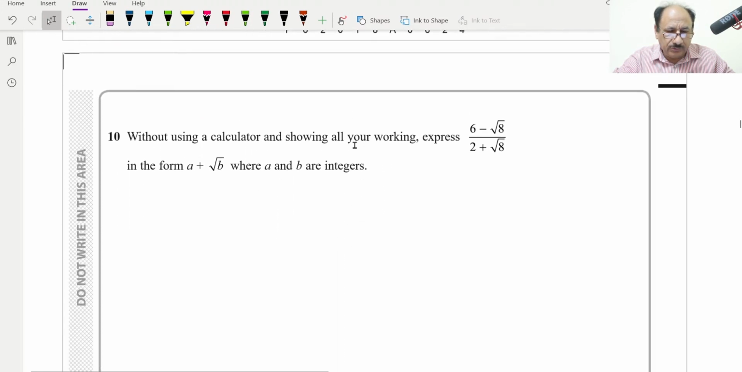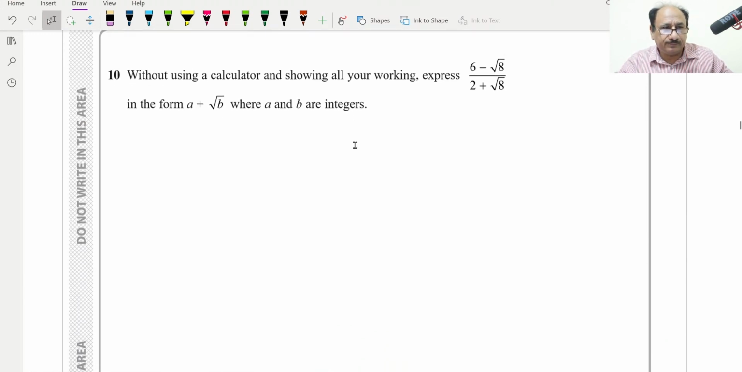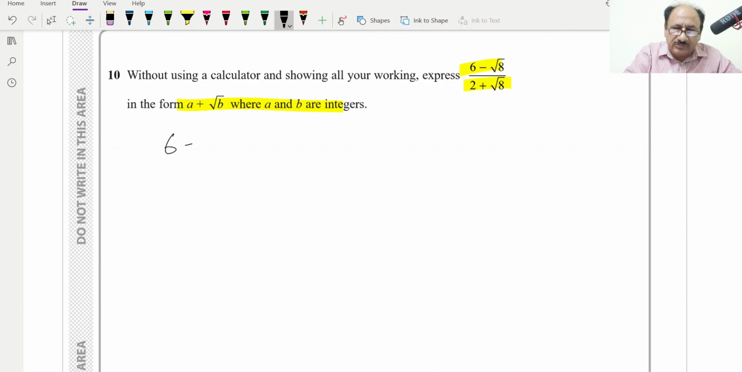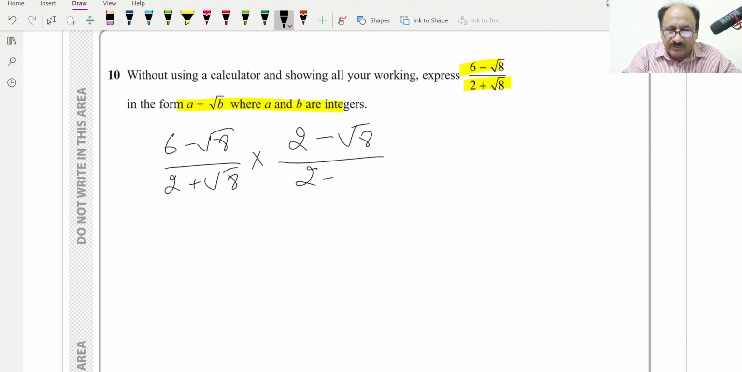Now here comes question number 10. Question number 10 is, without using a calculator, we have to rationalize this one. To rationalize this part, we have to provide it in this format. So we will be writing 6 minus under root 8 over 6 plus under root 8, and with the opposite sign, this is not 6, this is basically 2 plus this. So 2 minus under root 8 over 2 minus under root 8. This is known as rationalization, and this is plus, this is minus.